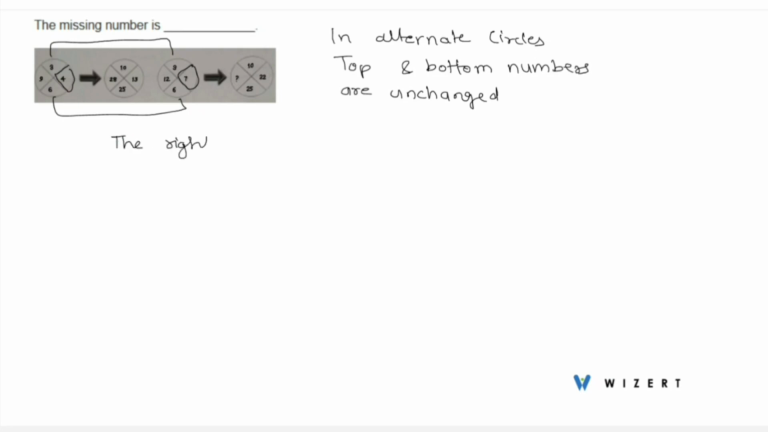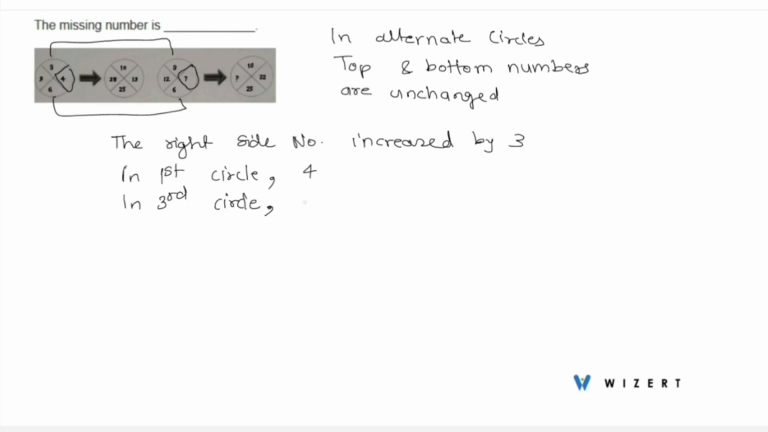The right side number is increased by 3. In first circle, 4 was the right side number, and in third circle, that is alternate circle, 4 plus 3 equal to 7 was the number.